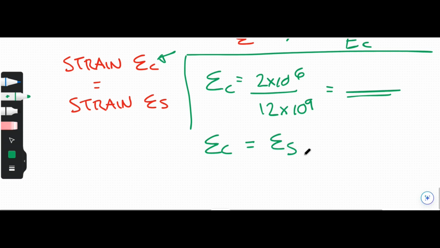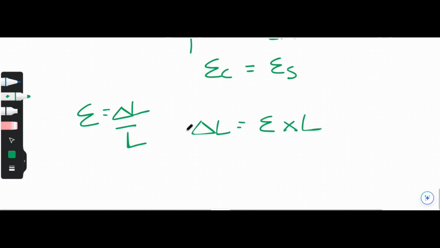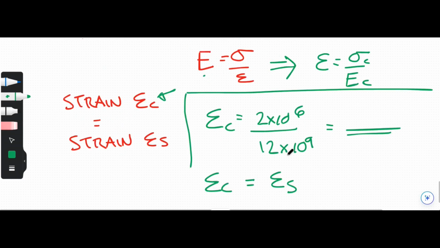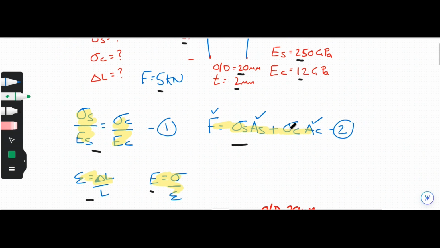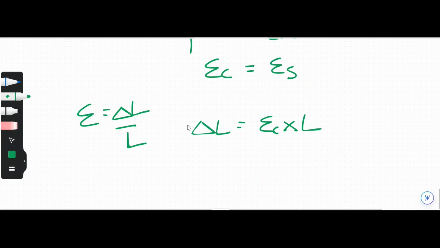Okay, so once you've got the strain, you can then do this. So we know that strain is change in length over length, which means you can do change in length equals strain times by length. Okay, and you know the strain in the concrete because you've just worked it out up here. And you know the length because the length is, in my example anyway, 5 meters. So that's going to be 5. That will give you the change in length. And that'll be it. Part B done.